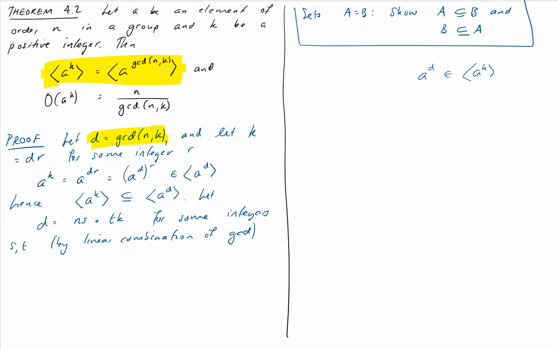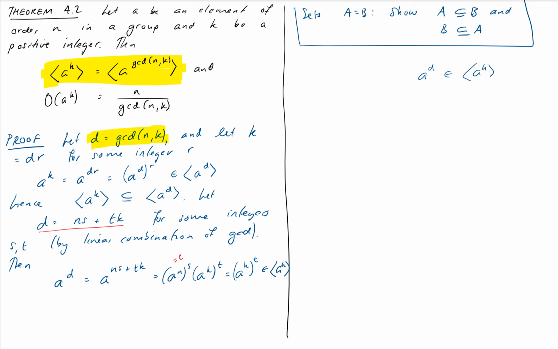Okay, now why would I want to do that? Well, essentially I want to express d as a multiple of k in some sense. So you can see that if I do this, then d is a multiple of k plus a multiple of n. And I know that a to the n tends to become e because n is the order of the element a. So that's going to be a worthwhile thing to do, because when we plug this in, a to the d equals a to the ns plus tk, equals a to the n to the s times a to the k to the t, which you can see where this is going, is just equal to a to the k to the t, because a to the n is just our identity, and that there is a member of the cyclic subgroup generated by a to the k.